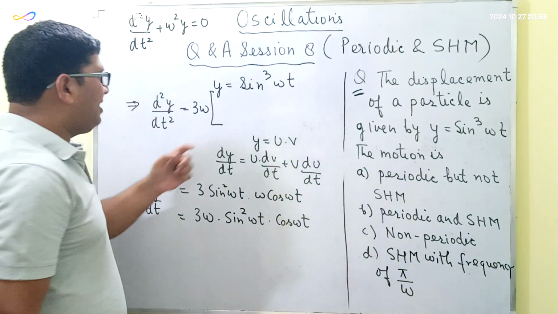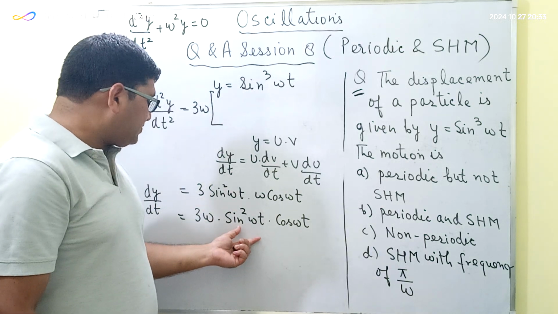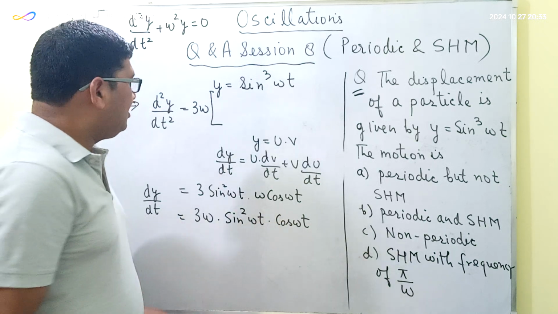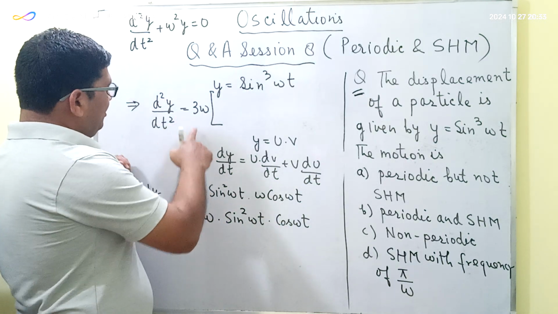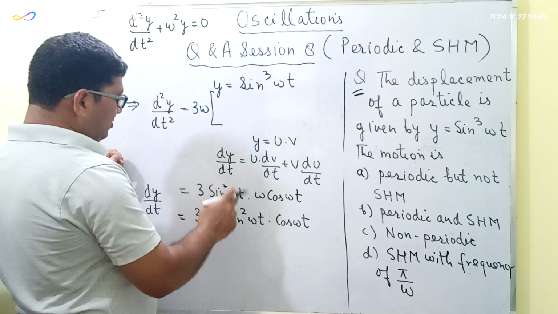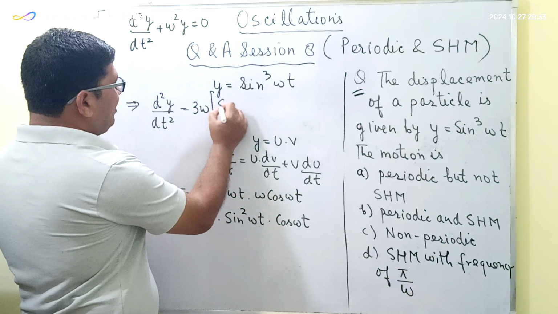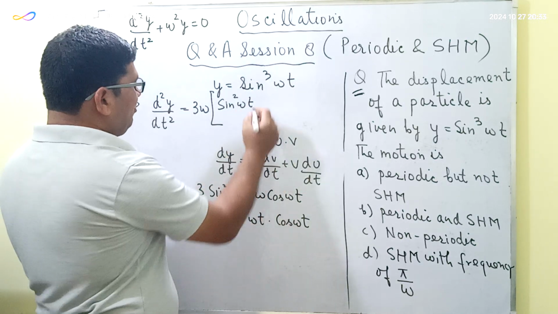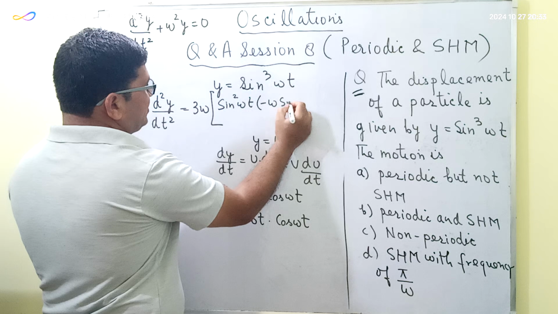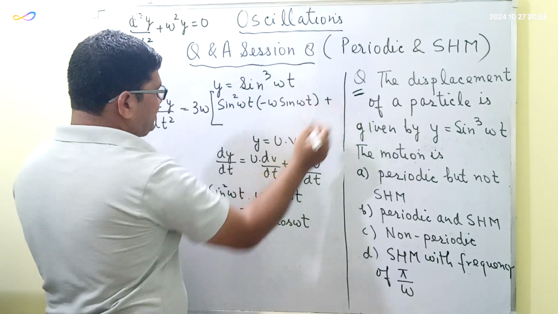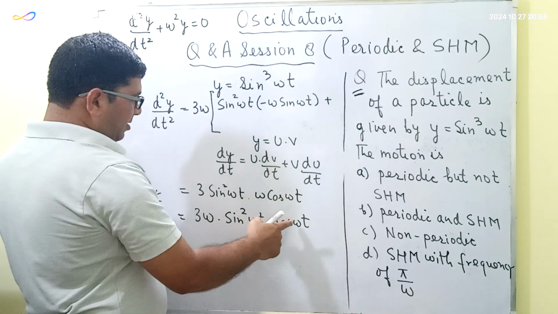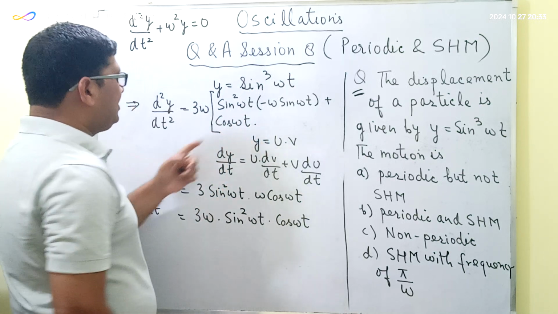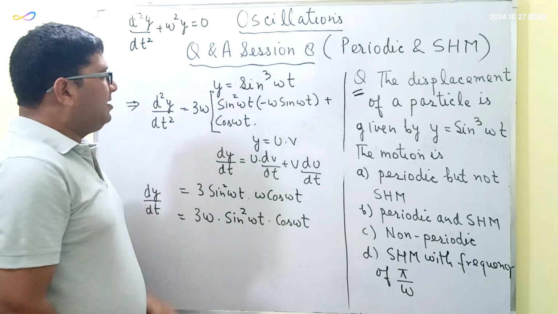So here what I will be doing is I will be considering this sine square omega t as u and cos omega t as v. So d square y upon dt square will be equal to the differentiation of first of all I will write the sine square omega t, and the differentiation of cos omega t will be equal to minus omega sine omega t, then plus cos omega t into the differentiation of sine square omega t.